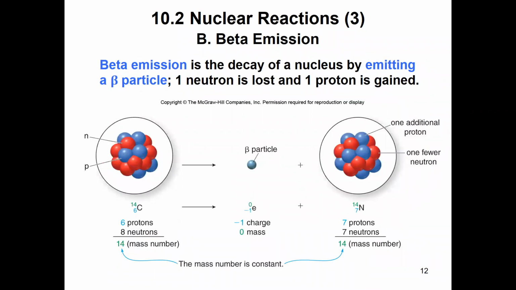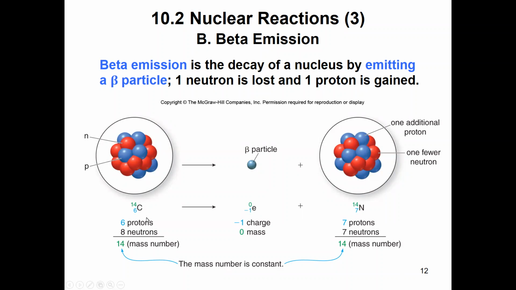Let's look at an example of a beta emission. A beta emission is the decay of a nucleus by emitting a beta particle. So let's look at the example of carbon-14. So you know how carbon-14 is used to date archaeological samples, because it decays by emitting a beta particle. Remember how a beta particle is a high energy electron. So the symbol is e, mass number 0, charge -1.